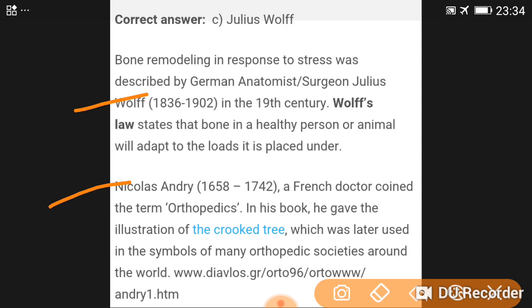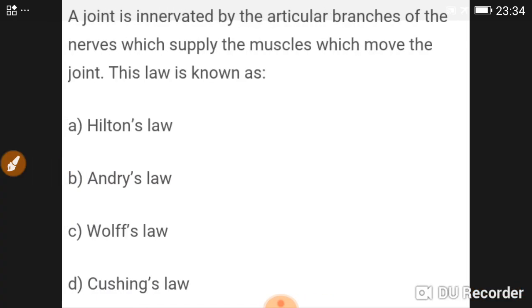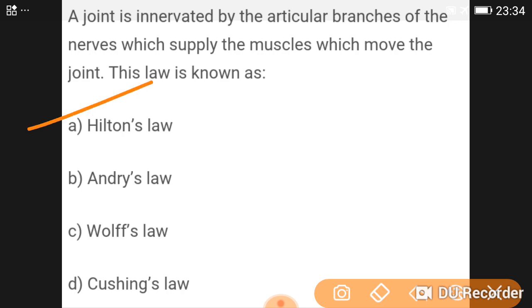He gave the illustration of the cork tree, which was later used in the symbol of many orthopedic societies around the world. Now, a joint is innervated by the articular branches of the nerves which supply the muscles which move the joint. The law is known as Hilton's law. Hilton, remember.